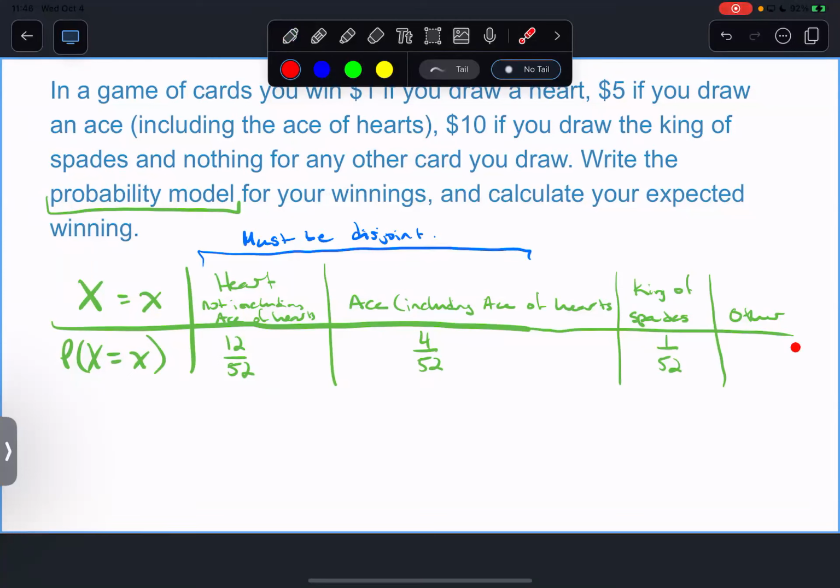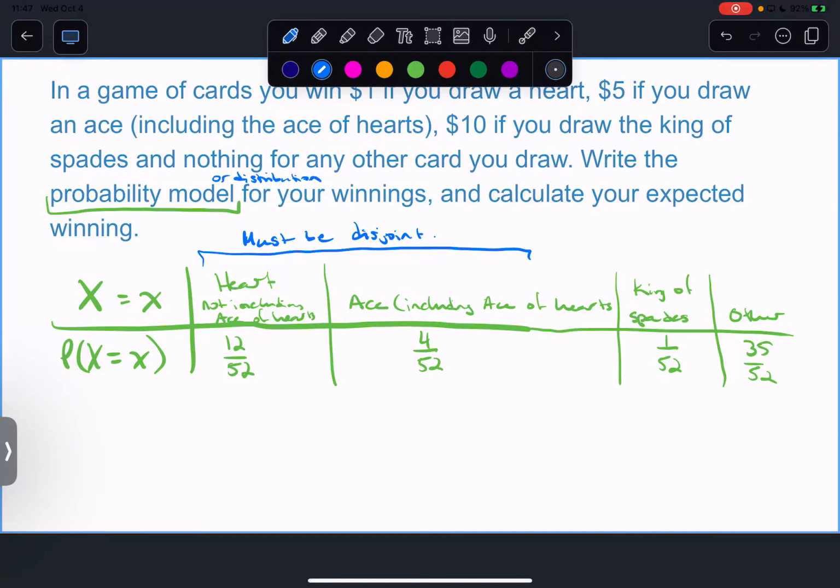What are you going to do to find the probability of all the others? You're going to make sure that these all add to 1, yeah? So then you'll subtract 12 and 4 and 1, 17, who knows, I've got it, 35 out of 52. Right? You have to make sure that they add to 1. Right? This is going back to the probability model or distribution.